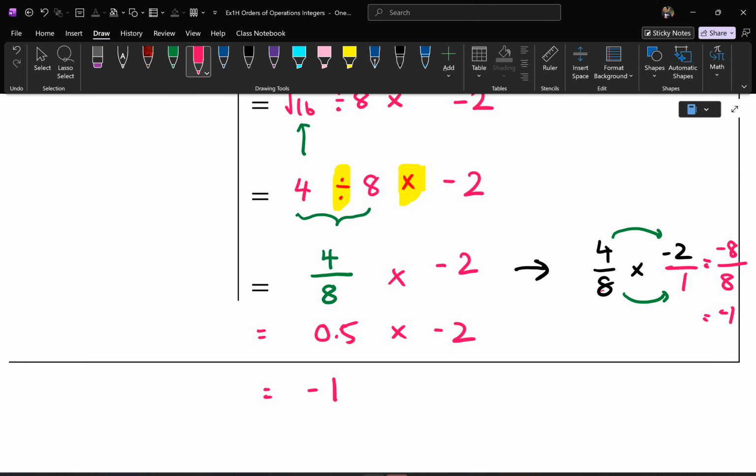So what's the takeaway for this example? Left to right is the way to do it. Okay, don't go through your instincts of feeling 8 times negative 2 is easy. Yeah? All right, team, that's it for now.